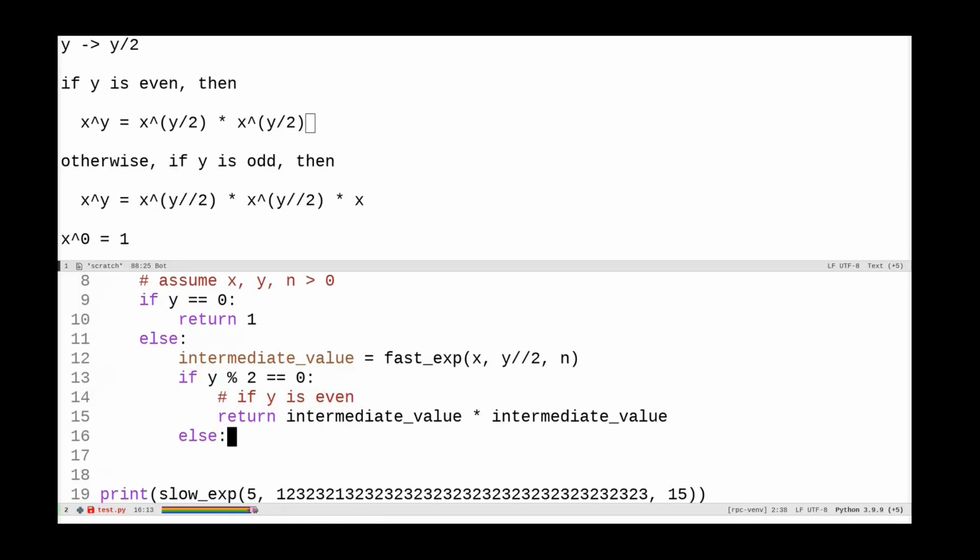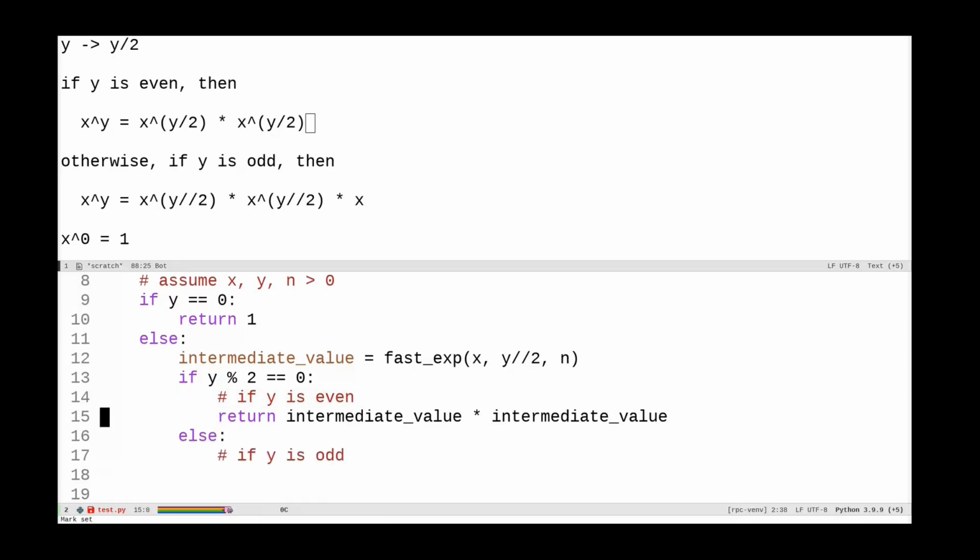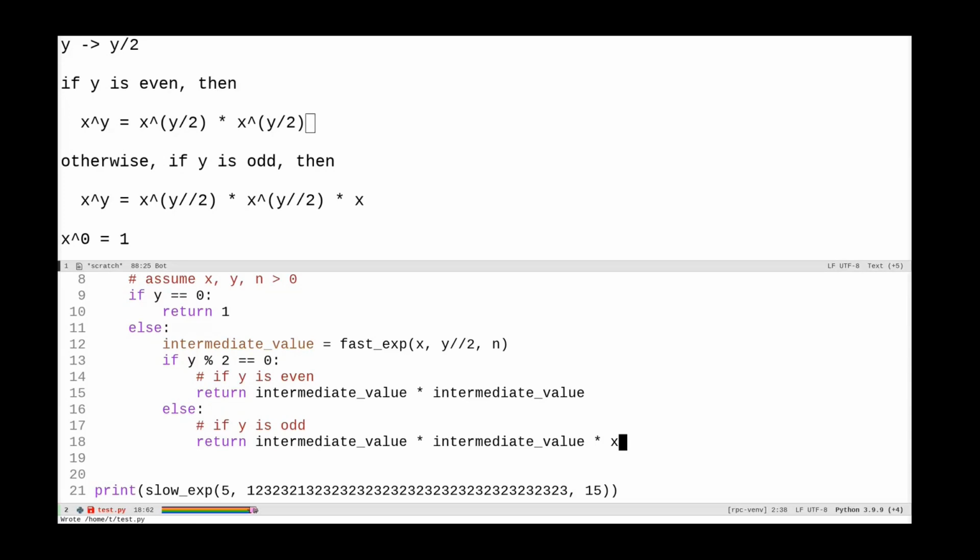Otherwise, if y is odd, we return the same thing, but we have to multiply by 1 times the base, the x. We don't put the intermediate value again, we put the base, because this is the x to the y when y is odd. We split it into 2 equal parts, and then we multiply it again. And this is why this algorithm is called square and multiply, because we are squaring in the even case, but sometimes we have to multiply in the odd case. And of course, the exponent changes every time we do this recursive call.